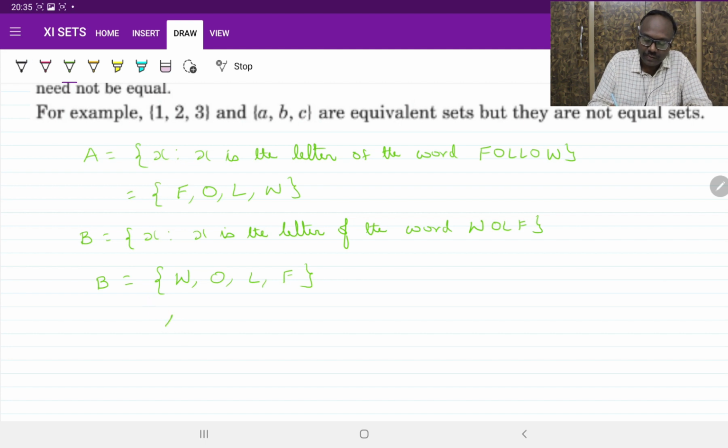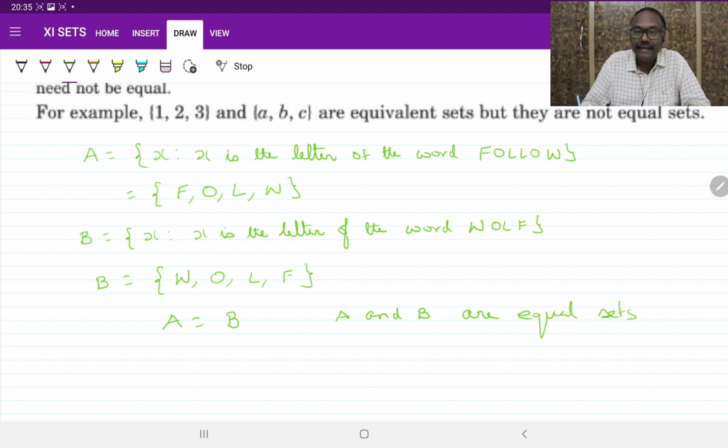So A is equal to B. We can call that A and B are equal sets. In the equal sets, we found that the two sets will have the same elements.